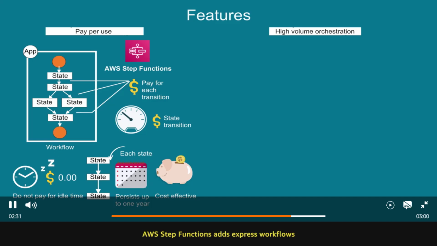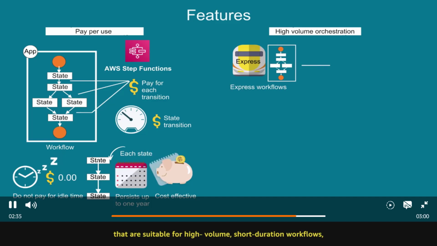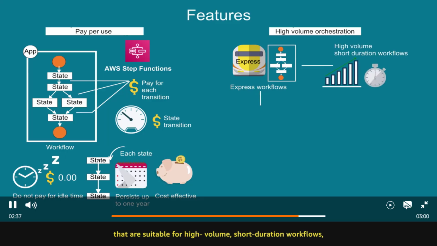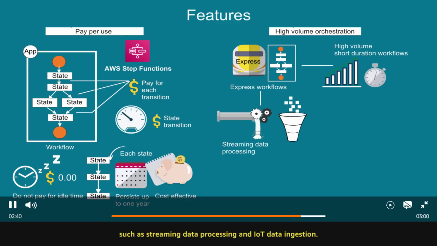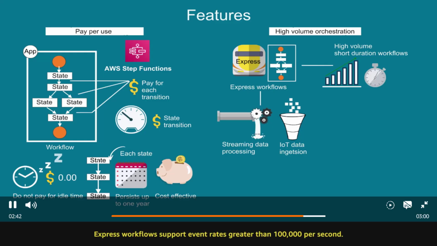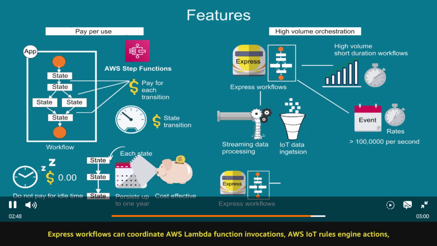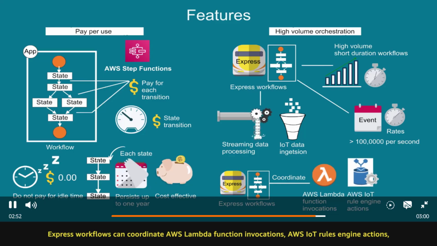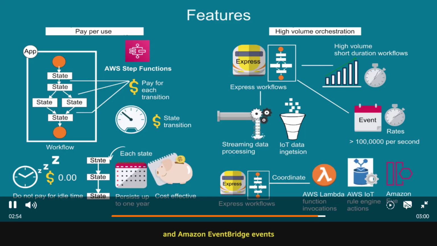High-volume orchestration. AWS Step Functions adds Express Workflows that are suitable for high-volume short-duration workflows, such as streaming data processing and IoT data ingestion. Express Workflows support event rates greater than 100,000 per second. Express Workflows can coordinate AWS Lambda function invocations, AWS IoT rules engine actions, and Amazon EventBridge events from over 100 AWS and third-party SaaS event sources.